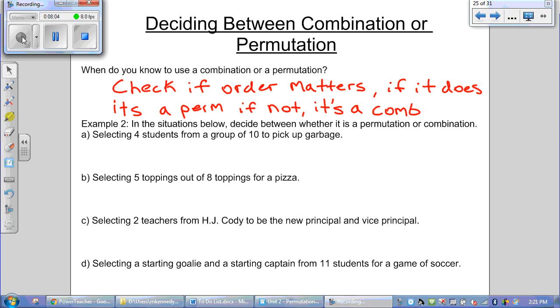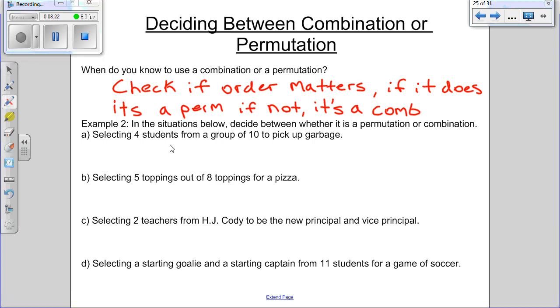The first one says selecting 4 students from a group of 10 to pick up garbage. Does it matter if you were the first or the 4th student selected? Definitely not. You're all doing the same thing. This thing would be a combination, because order doesn't matter.